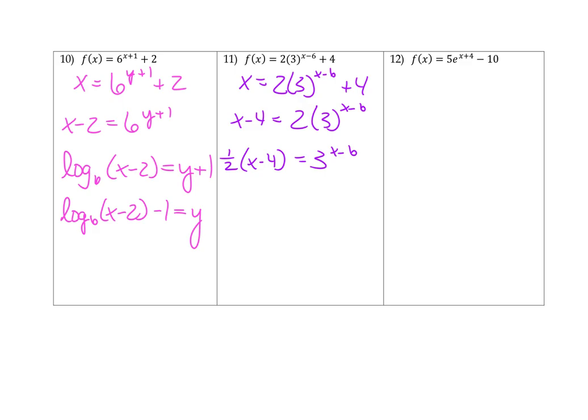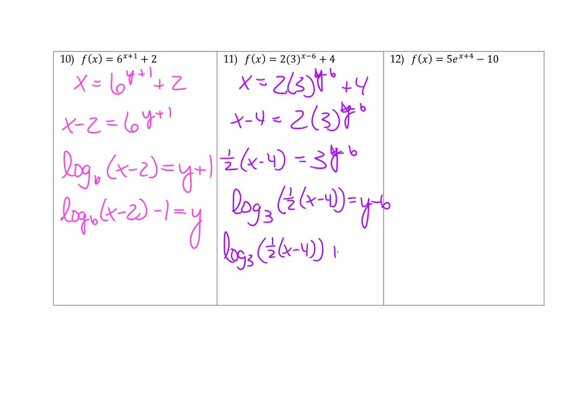Now we're going to go to logarithmic form. So log base 3 of 1/2 x minus 4 equals y minus 6. See, I did it again. When I get that point, I know I've done it wrong. Sorry about that. And then log base 3 of 1/2 x minus 4 plus 6 is y.